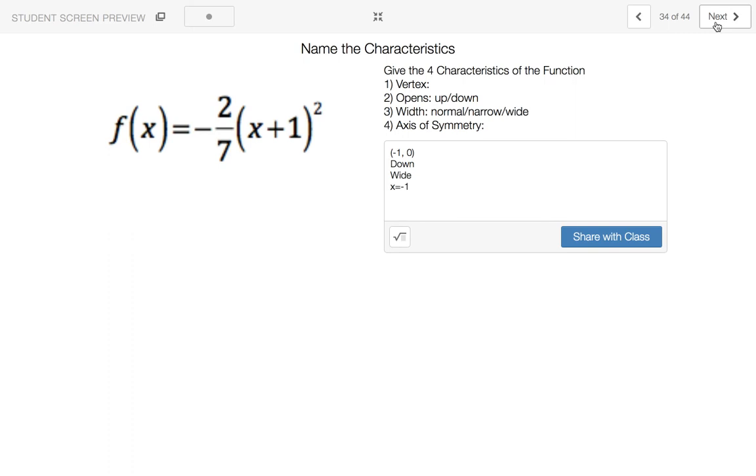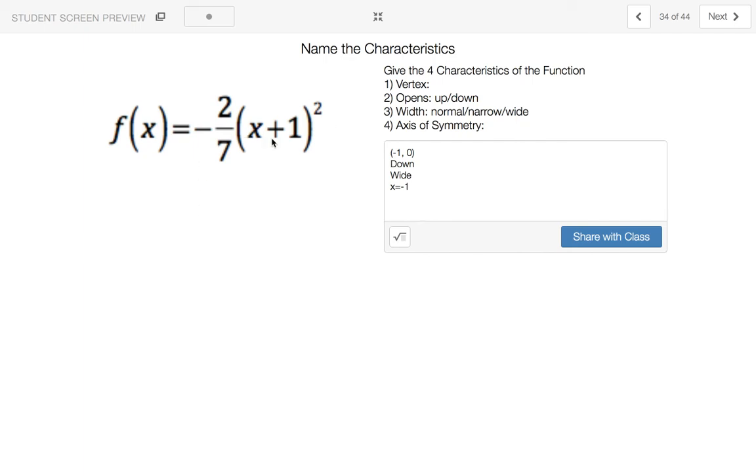Okay, name the characteristics. This is the part that will take you some time, and I do want you to go through each one of these slides very slowly, hopefully with your partner. Go back and check these. Give the four characteristics of the function. On each one of these, the vertex is going to be the h and the k. So the vertex in this case is going to be negative 1, because this is positive 1, and there is no k, so it's a 0.